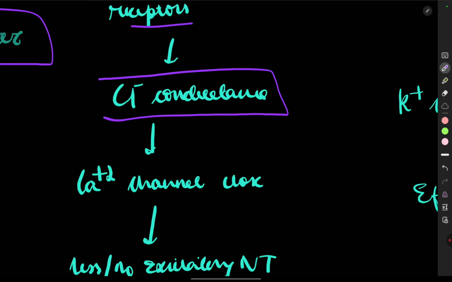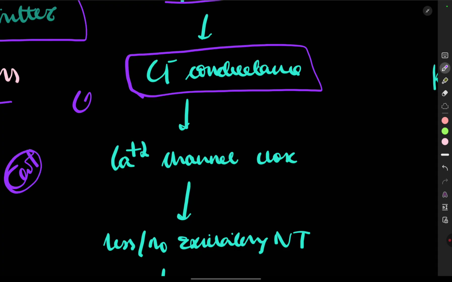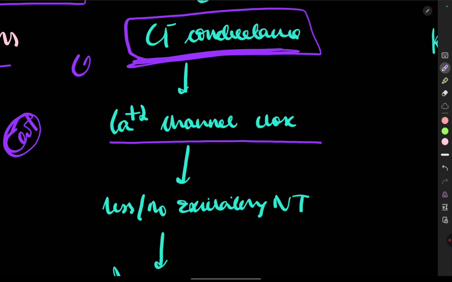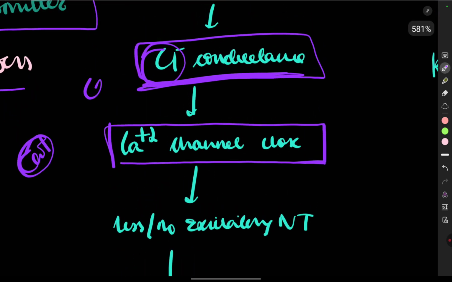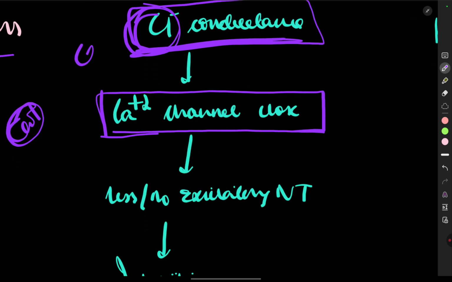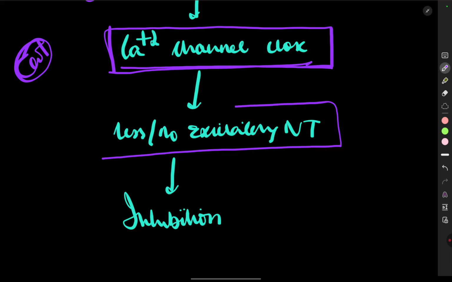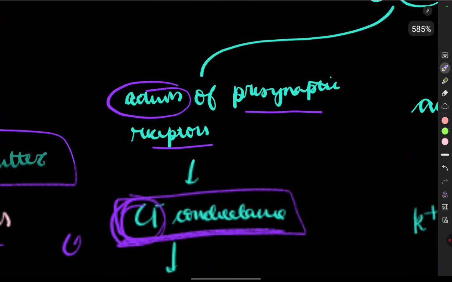Now chloride conductance takes place, not calcium. Calcium helps in transmission of the excitatory neurotransmitter. So chloride conductance takes place, due to which the calcium channel is closed. We know that it is very important to have an abundance of calcium for transmission at the synapse. So when chloride conductance happens, the calcium channels get closed, so less or no excitatory neurotransmitter is released, which causes inhibition. This is the first mechanism.